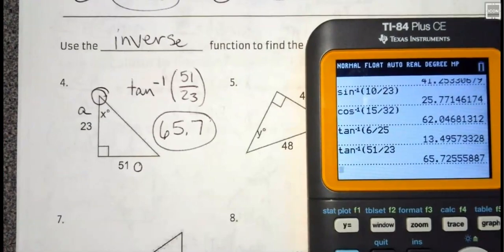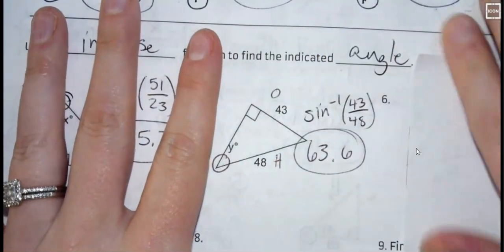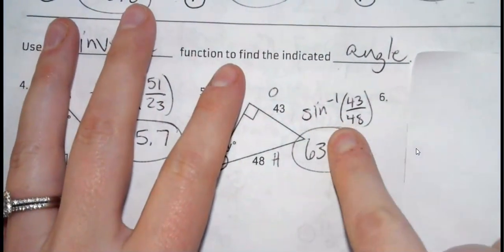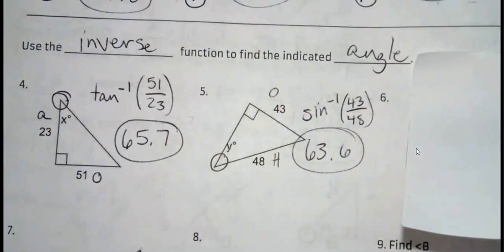I want you to do number 5 and number 6. All right, I'm going to walk you through this. Sine inverse, 43 over 48. There is the answer.